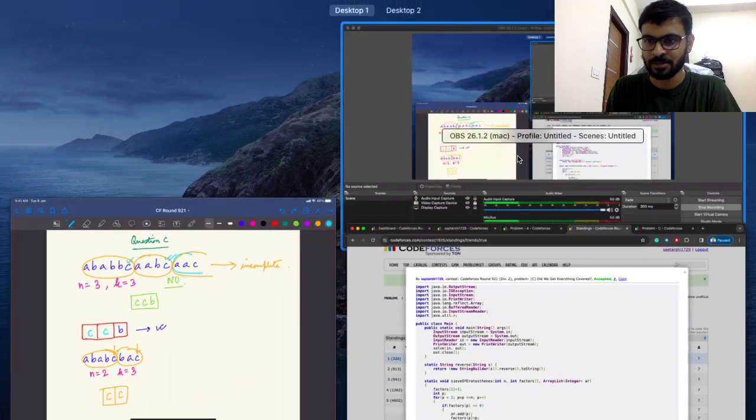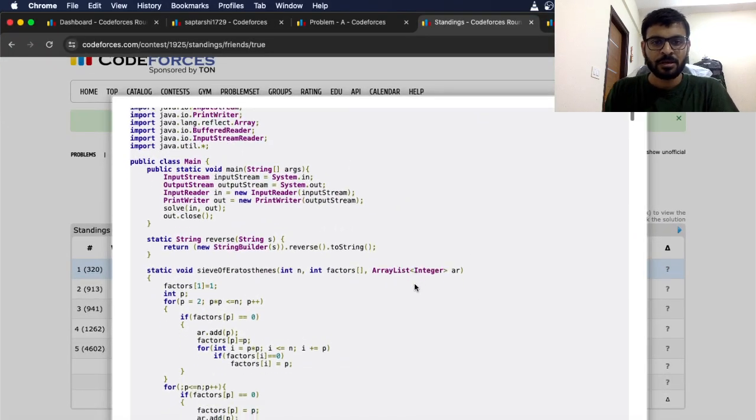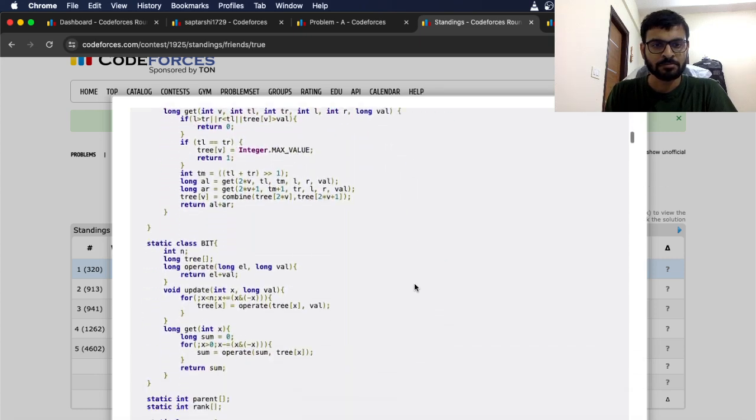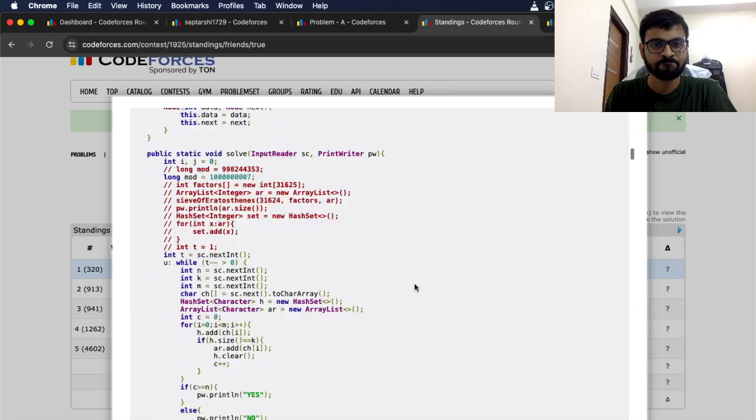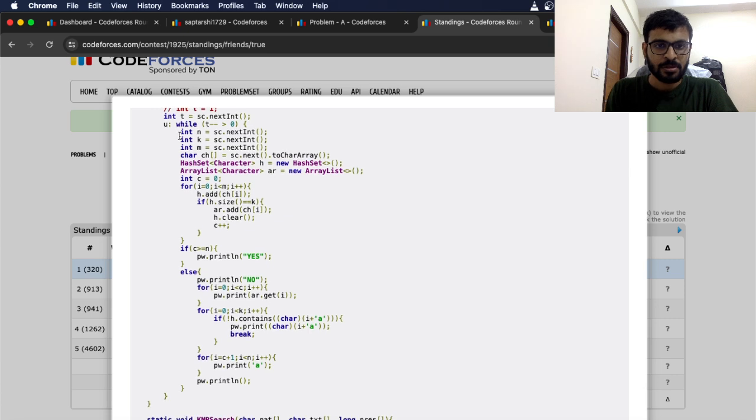Let me take a quick look. Okay, so where are we? I'm taking the n, k, m. M is basically the string length. There's a hash set of characters. There's an array list. What am I doing in the array list? Am I using the array list? Okay, yeah, I'm using the array list, ar.add(ch).